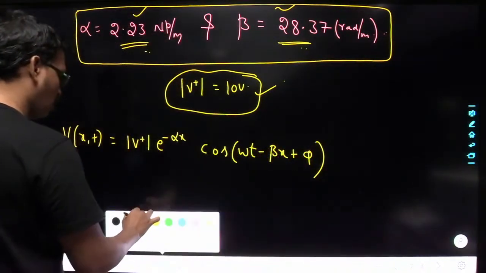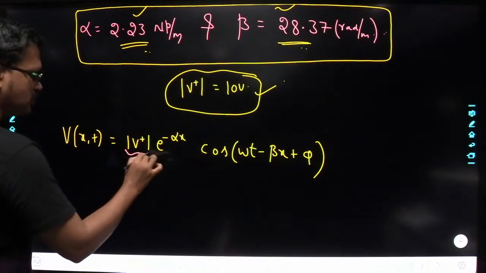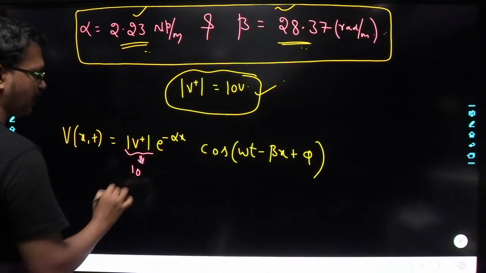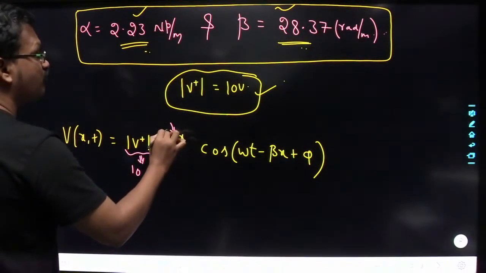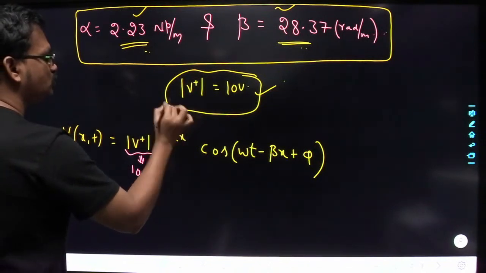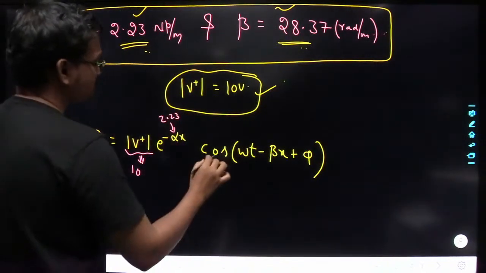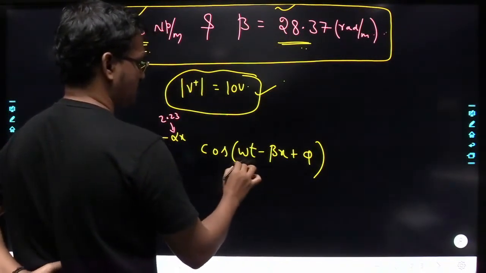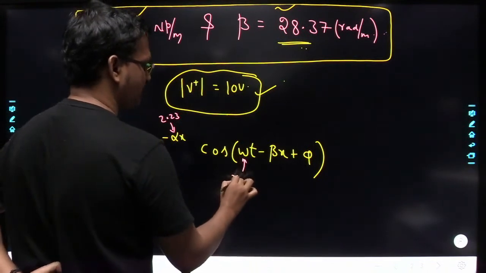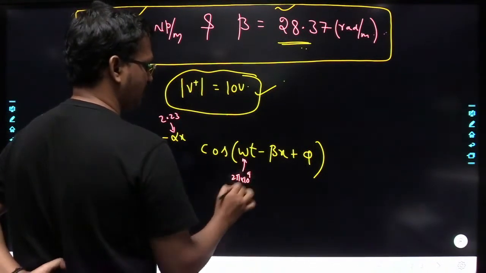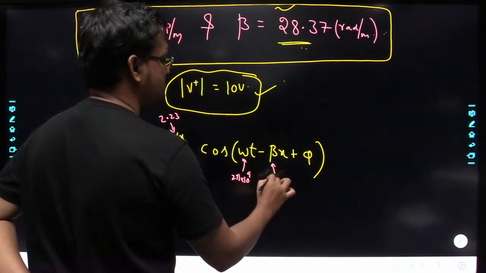Now we know all the values here. This magnitude is nothing but 10, and this alpha is nothing but 2.23. Right? Okay. Next, this omega is nothing but 2 pi into 2 pi into 10 power 9, and this beta is nothing but what?